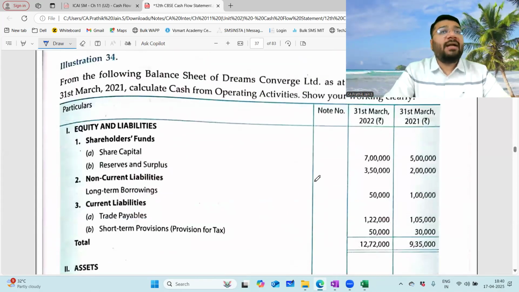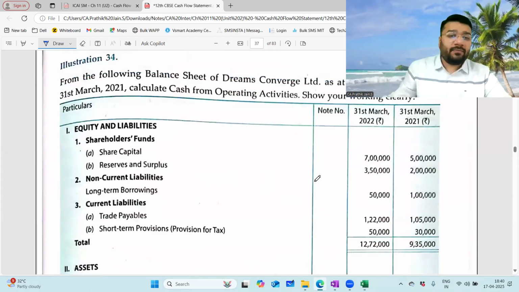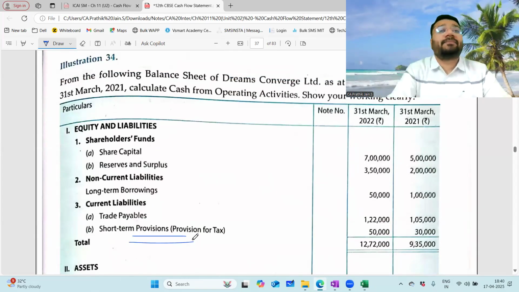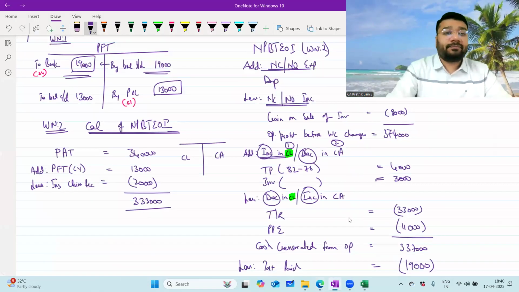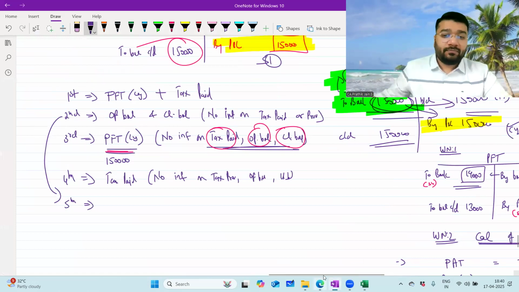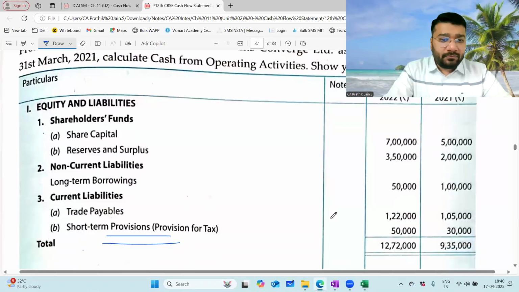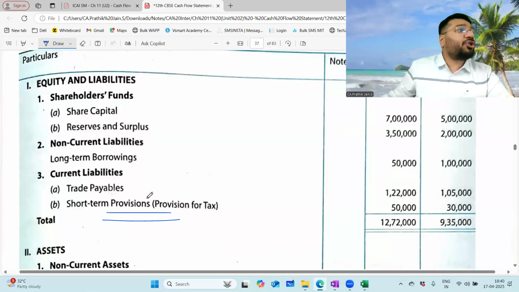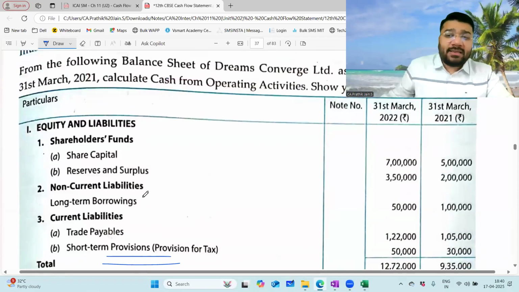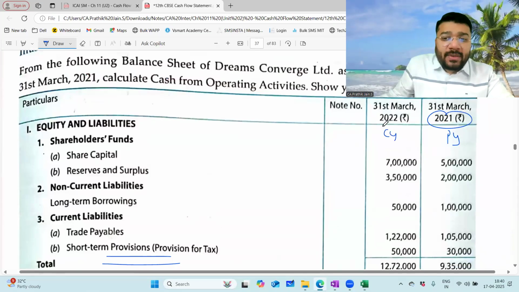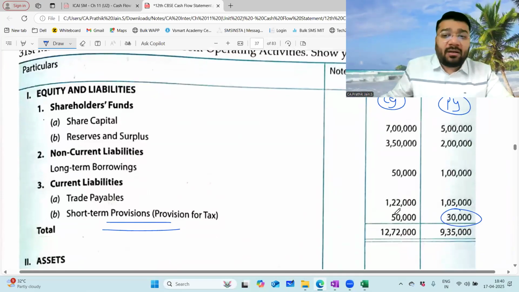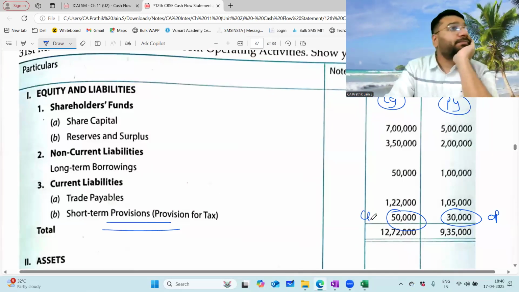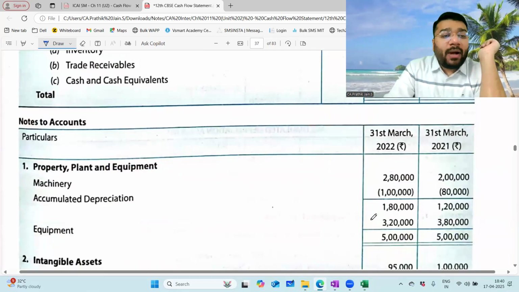In this question, my discussion is going to be limited only to the context of provision for tax. In this question, they say provision for tax. First column is current year, second column is previous year. Provision for tax is 30,000 for previous year and 50,000 for current year. Opening balance 30,000, closing balance 50,000. Any problem? Now, come to additional information.